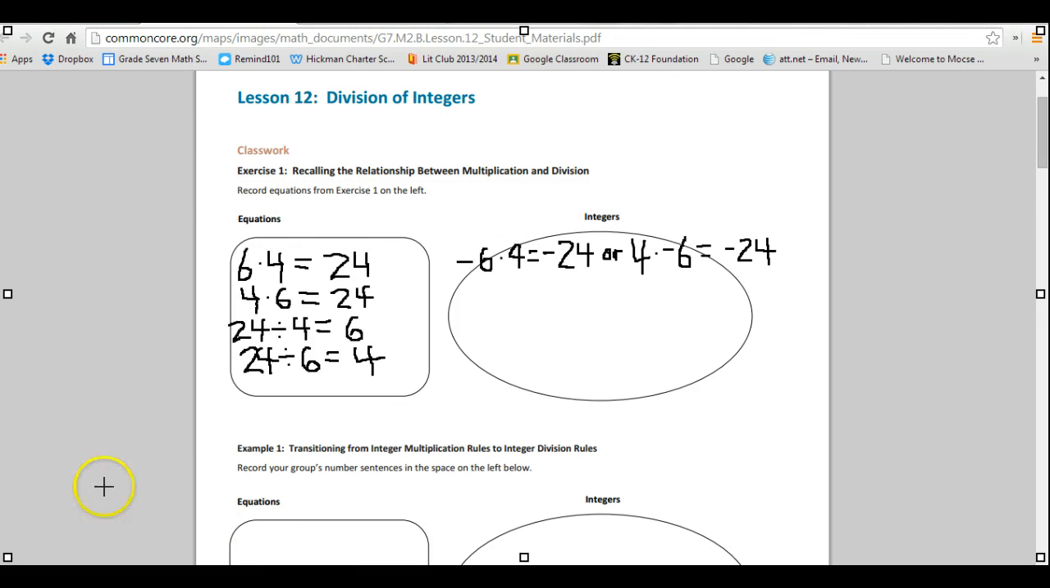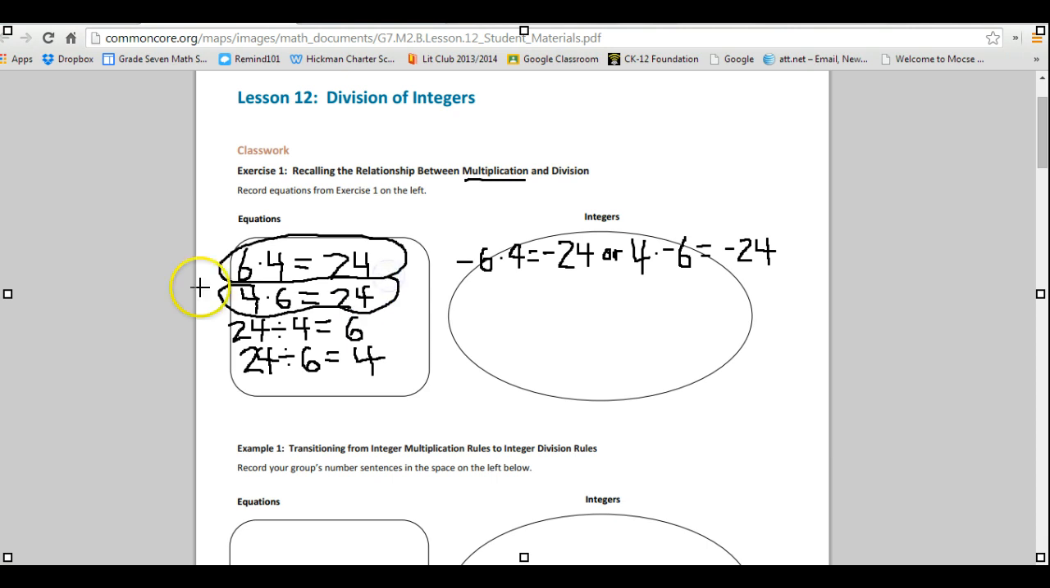Okay, so here's our first set of integer equations. Okay, so I'm not going to use any of these. So we're just talking multiplication right now. Okay, we're talking about multiplication. Not going to use these because these are over here when both integers are positive. Okay, this 6 times 4, 4 times 6.